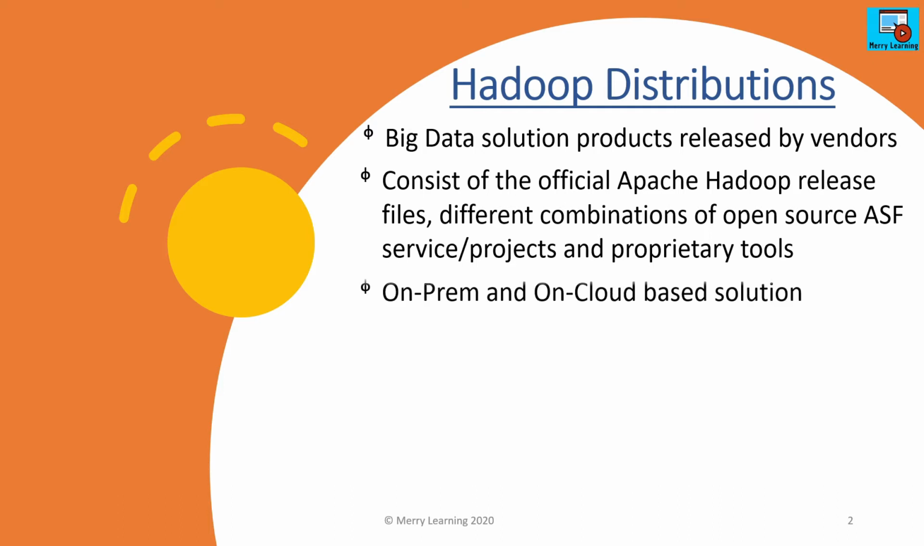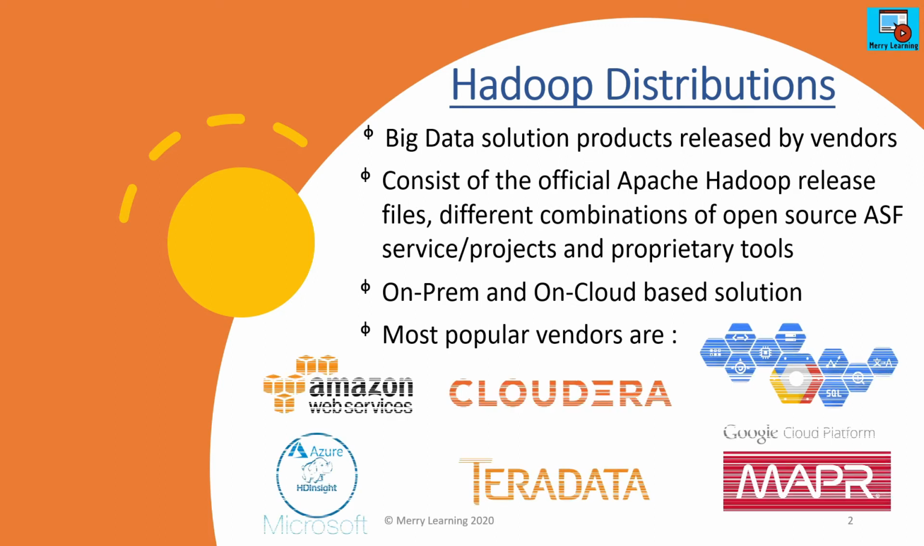These solutions can either be on-prem, meaning installed and maintained at your location, or they can be on cloud, which means all the infrastructure and maintenance are taken care of by the vendor and we pay as we use and go with different services. Some of the popular vendors in the market are AWS, Cloudera, GCP, etc.